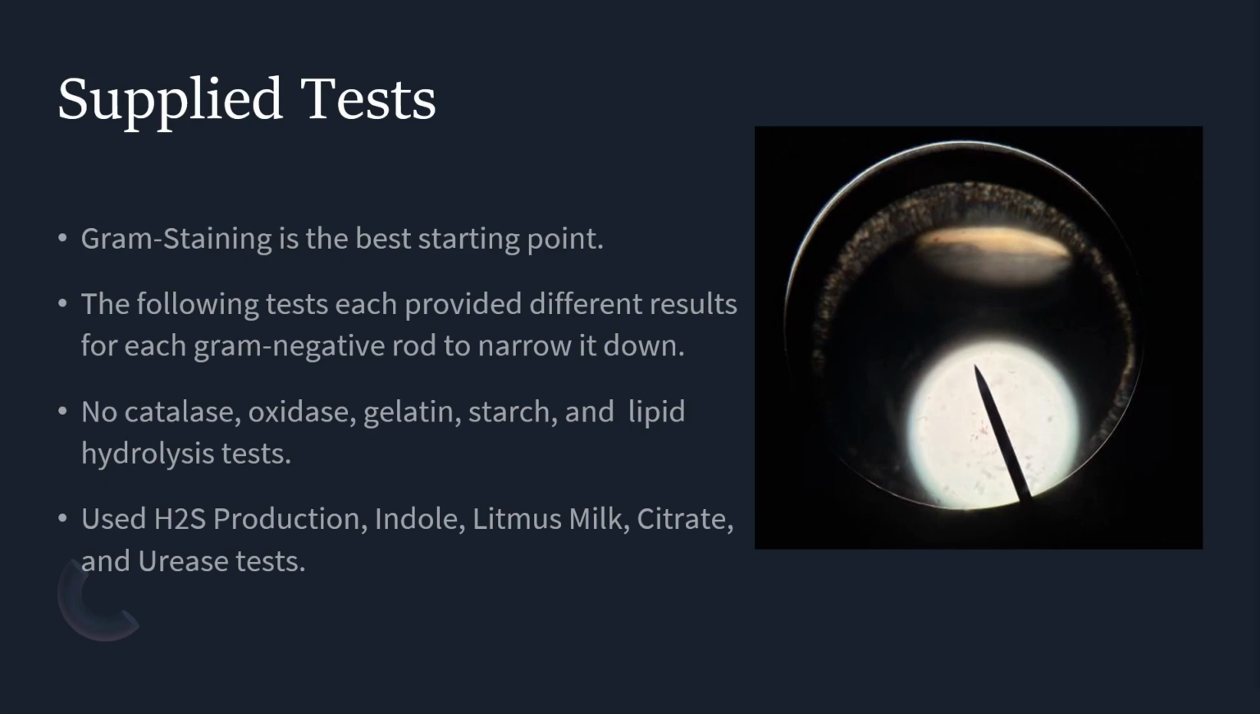I was able to narrow it down to a gram-negative bacteria, as you could vaguely see with the pink rods in the microscope. And because of this, I was able to eliminate the catalase, oxidase, gelatin, starch, and lipid hydrolysis tests. From there, I wanted to use the hydrogen sulfide production, indole test, litmus milk test, citrate test, and urease test, because these individual tests would allow for differing results between the other gram-negative bacteria.